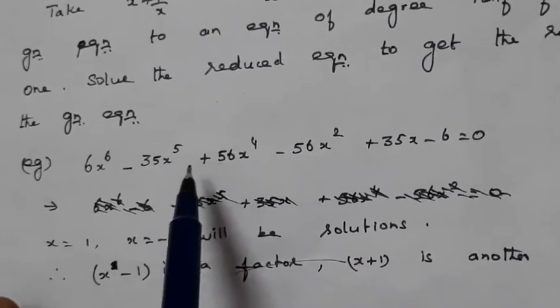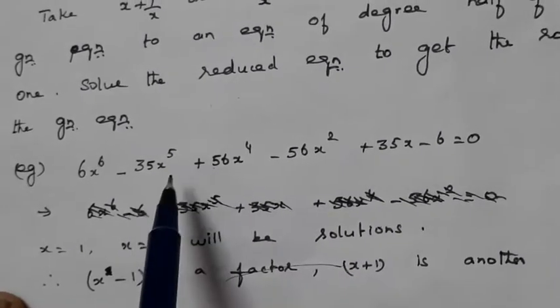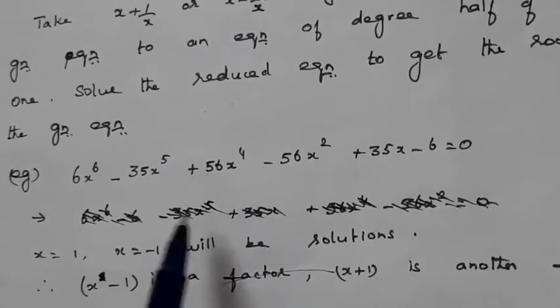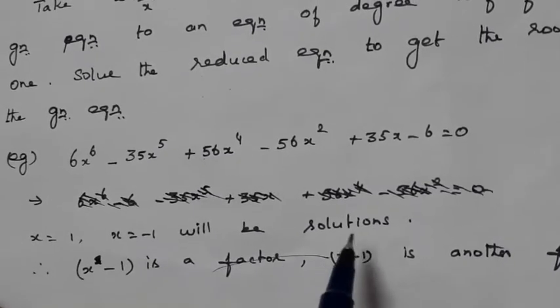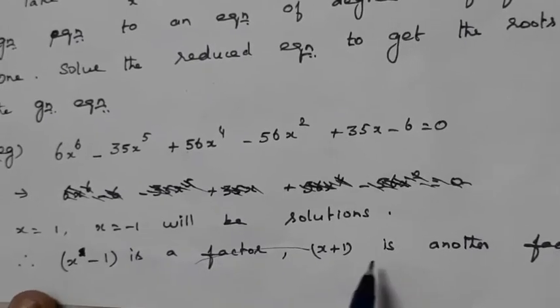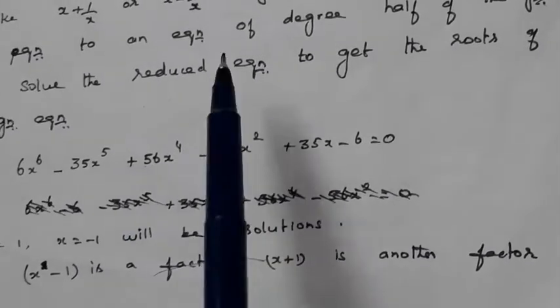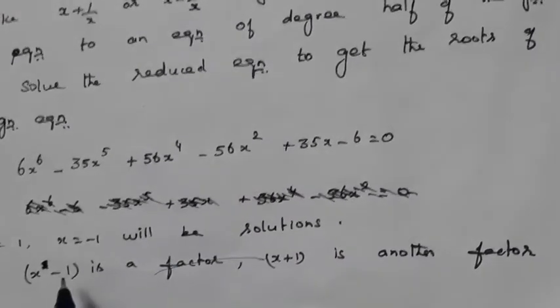You know that for this equation, for such a reciprocal equation, both x is equal to 1 and minus 1 will be solutions by the above result. Therefore, we know that x is equal to 1 and x is equal to minus 1 will be solutions, and hence x minus 1 is a factor and x plus 1 is another factor. So by the previous results, we know that after getting one or two solutions, we may reduce the equation by dividing by the factor.